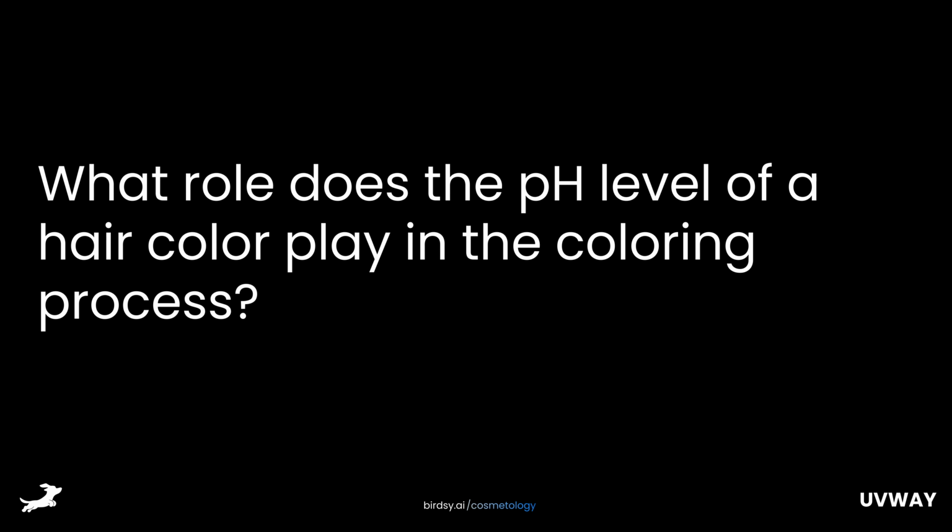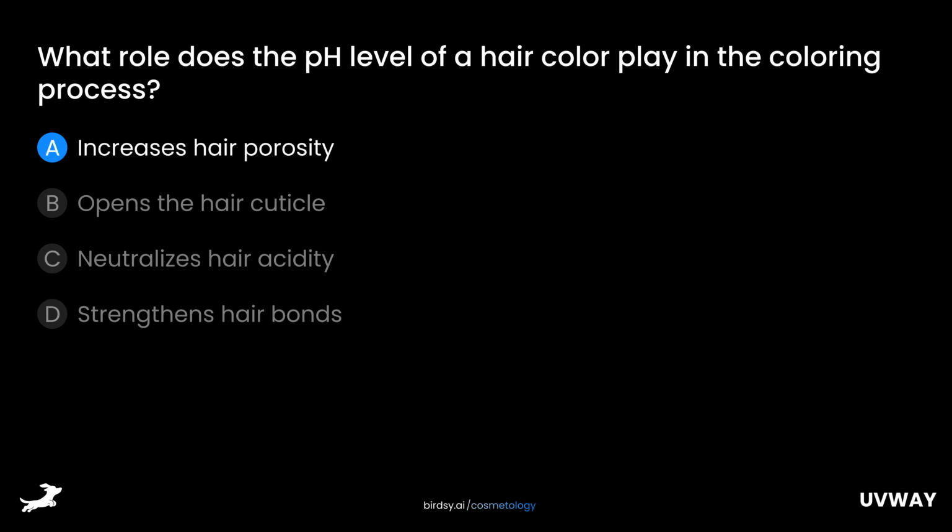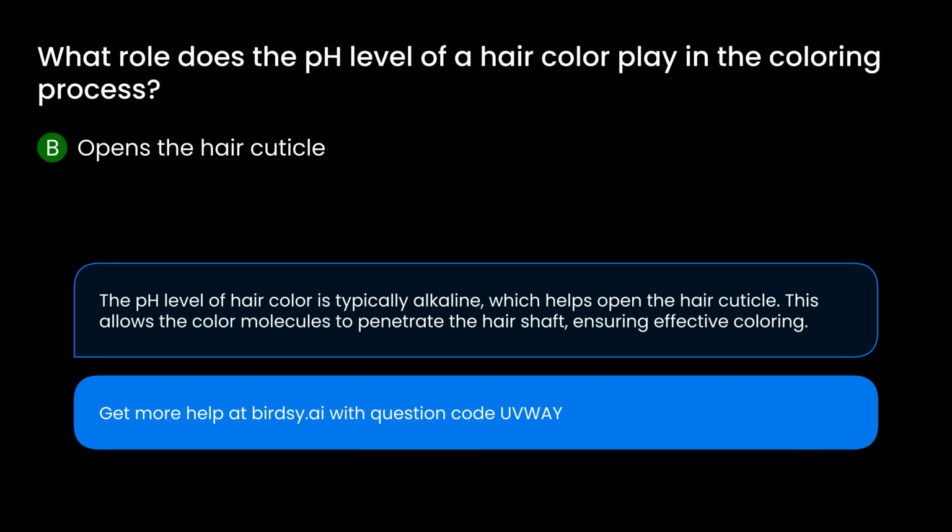What role does the pH level of a hair color play in the coloring process? Is it A, increases hair porosity, B, opens the hair cuticle, C, neutralizes hair acidity, or D, strengthens hair bonds? The answer is B, opens the hair cuticle. The pH level of hair color is typically alkaline, which helps open the hair cuticle. This allows the color molecules to penetrate the hair shaft, ensuring effective coloring.